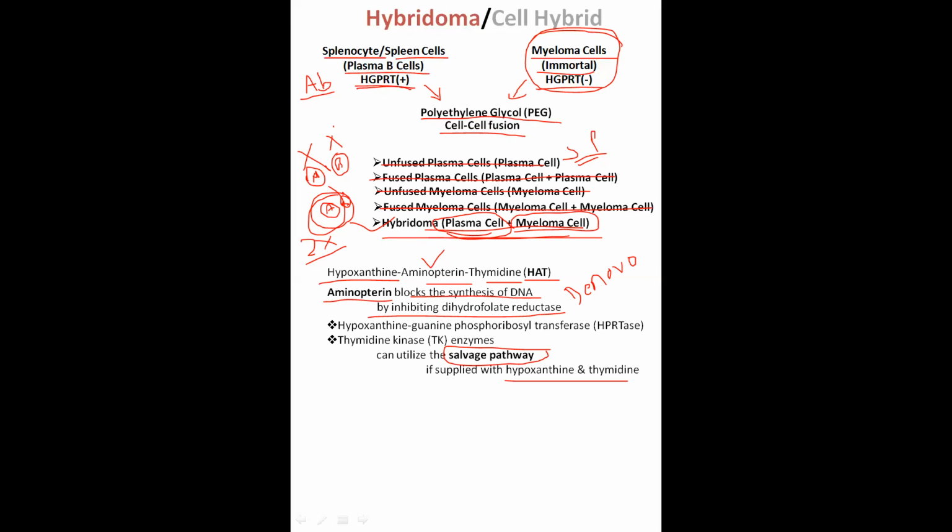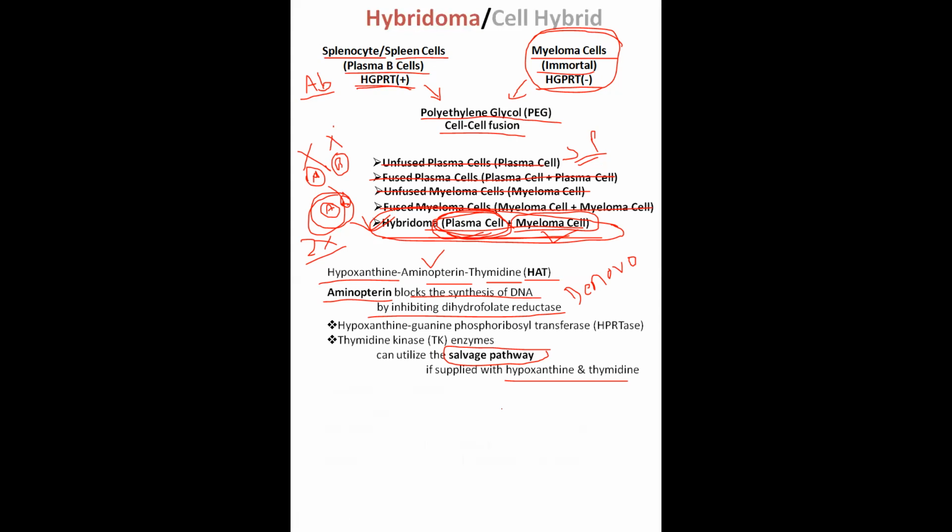So the HAT medium is a type of selection process in which we are selecting the hybrid cells of plasma cells and myeloma cells, because the hybrid gets the immortalized character from the myeloma cells and uses the salvage pathway to prepare nucleic acid through the HPRT positive plasma cells. In this way we select the hybridoma cell.